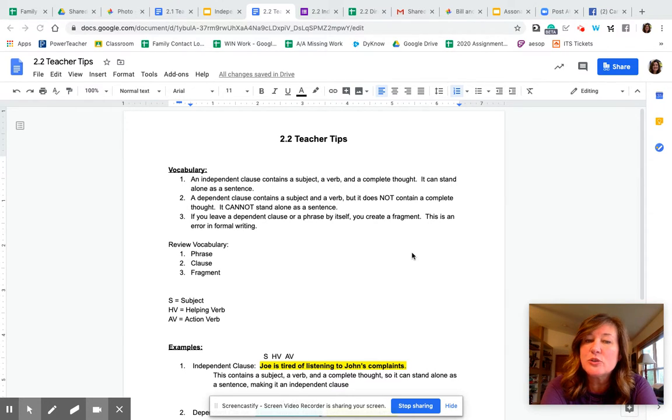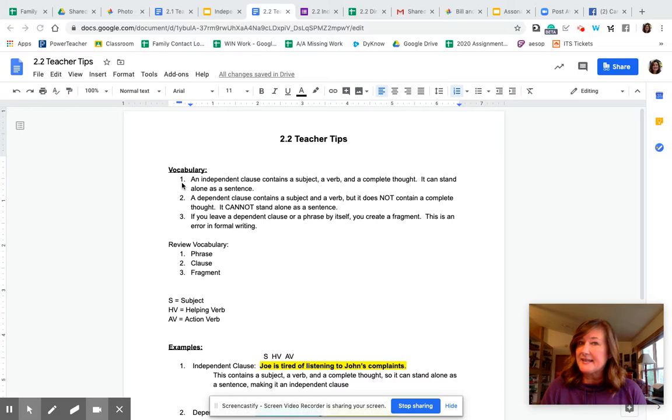So, last week you learned what a clause was. It has a subject and a verb, and it can stand alone as a sentence if it makes sense. So, that's where our two definitions come in today. Our first one: an independent clause contains a subject, a verb, and a complete thought. It can stand alone as a sentence.